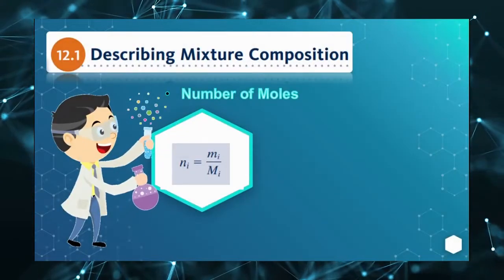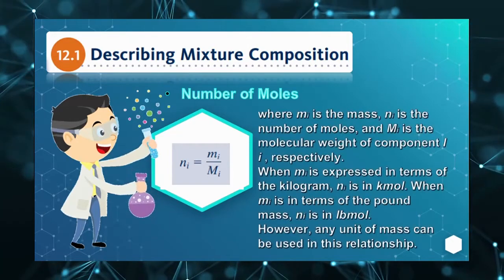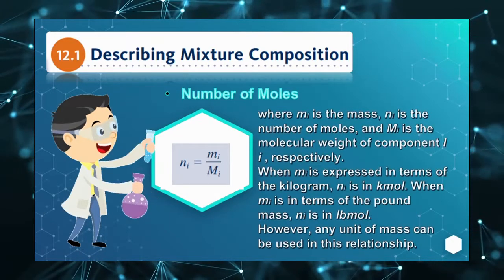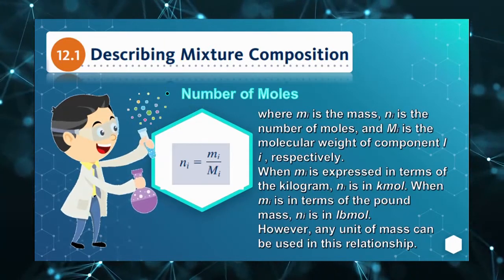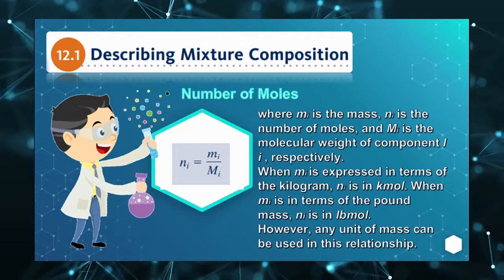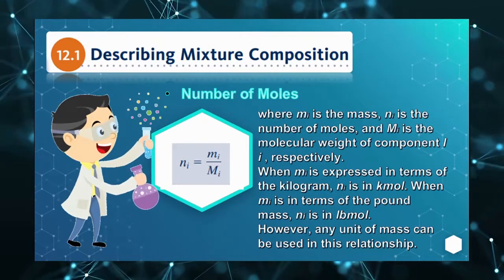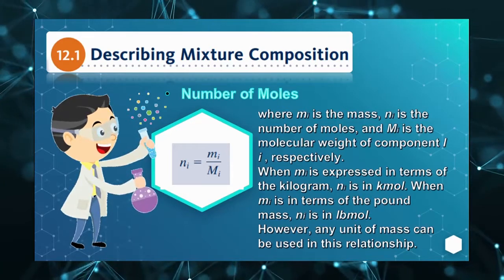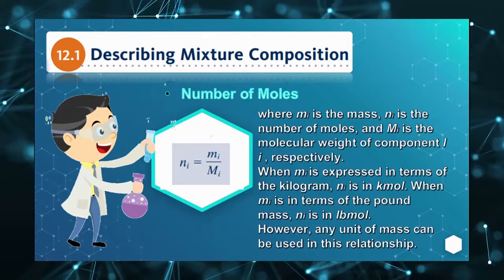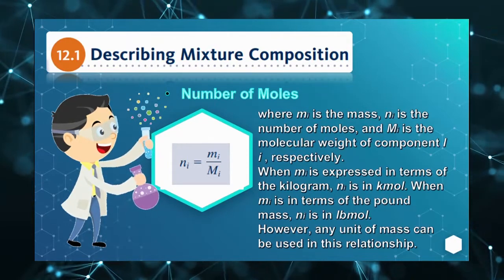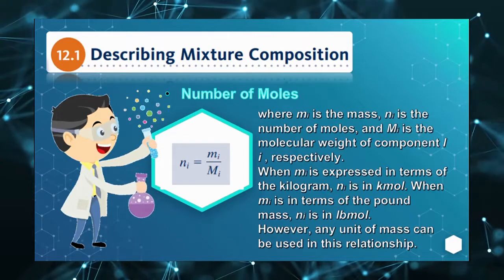The mass, the number of moles, and the molecular weight of a component i are related by this equation: n_i is equal to m_i over M_i, where m_i is the mass, n_i is the number of moles, and M_i is the molecular weight of component i, respectively. When m_i is expressed in terms of the kilogram, n_i is in kmol. When m_i is in terms of the pound mass, then n_i is in pound mole. However, any unit of mass can be used in this relationship.